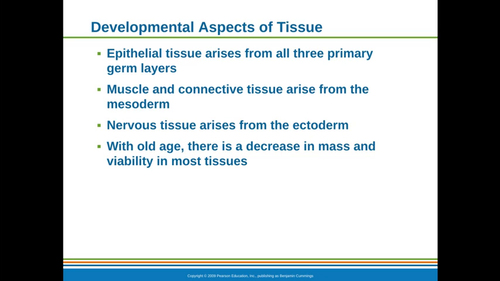And with old age, there's a decrease in mass and viability in most tissues. Now, this explains why as a teenager, your skin is maybe very smooth and very firm, but in old age, it begins breaking down. Now, the primary thing that breaks down is actually going to be collagen, your collagen fibers that are in those connective tissues that seem to hold everything together.